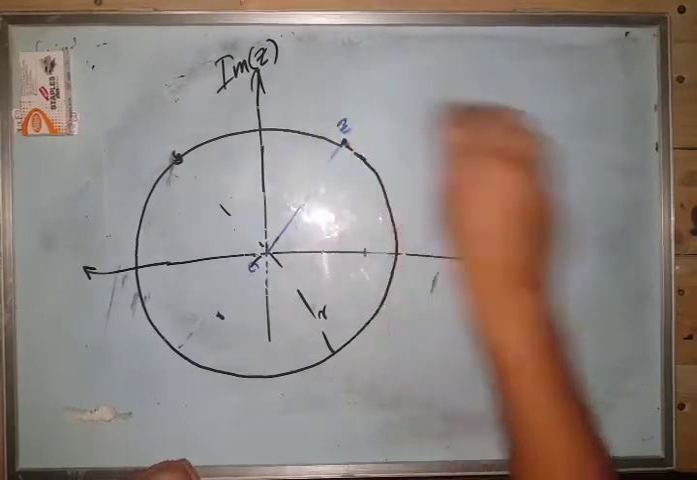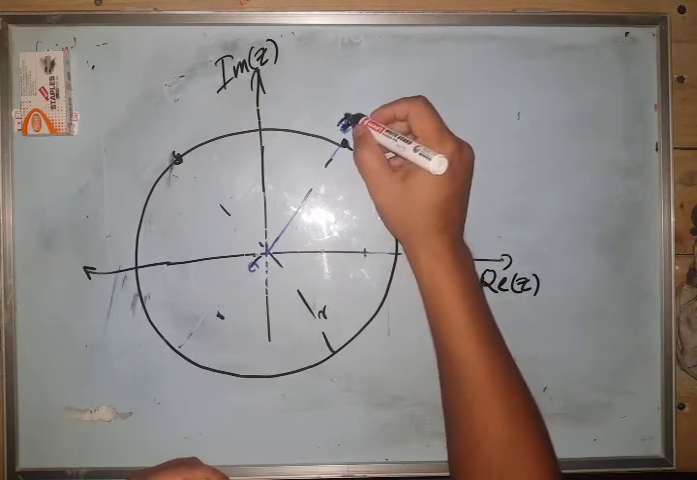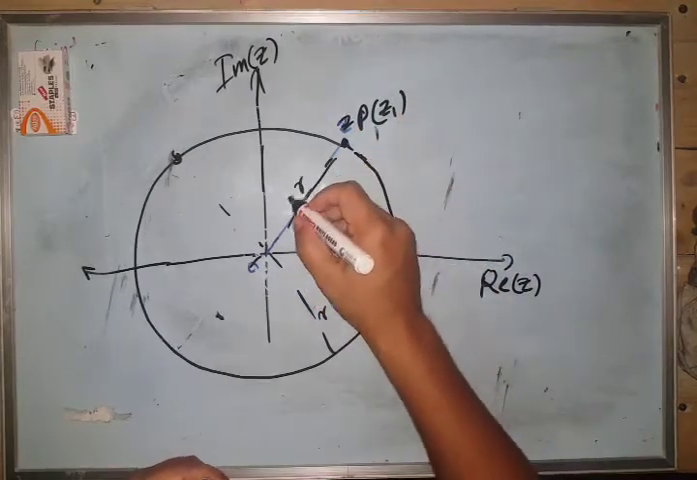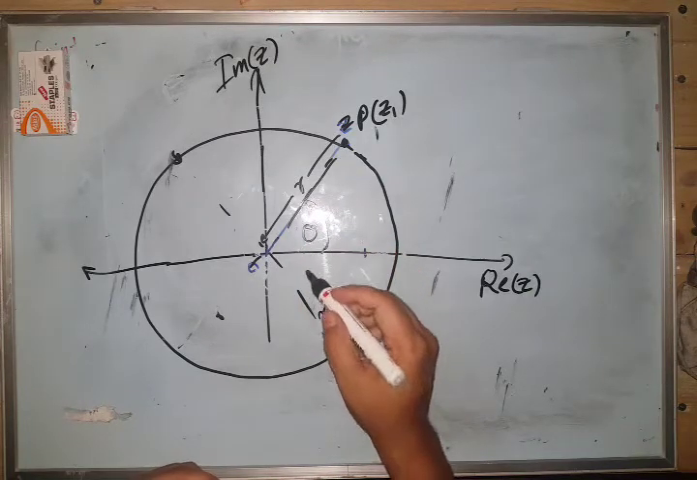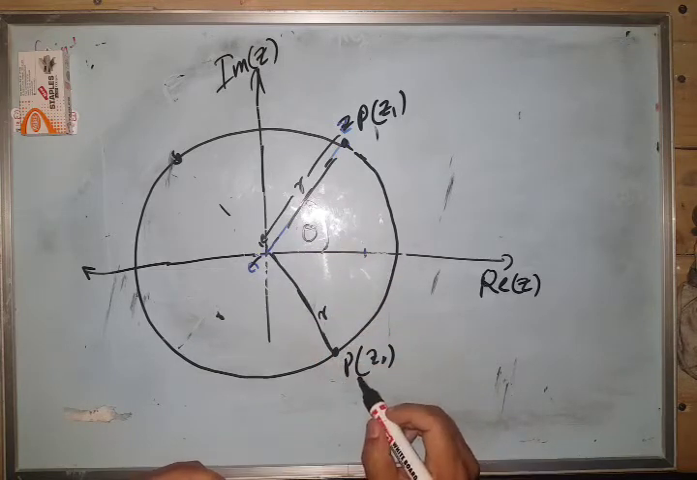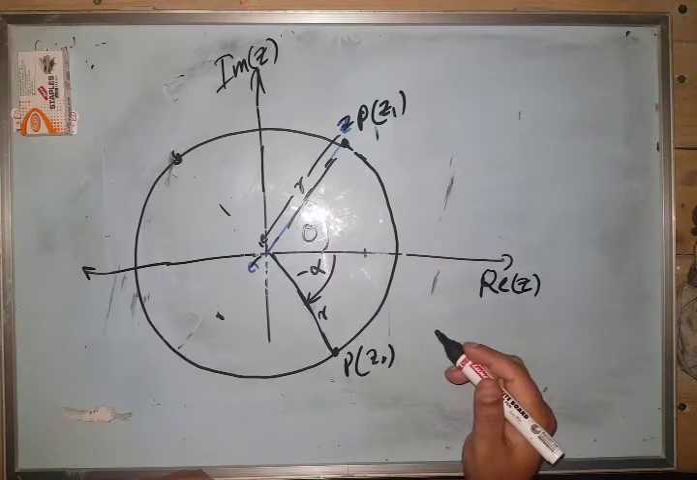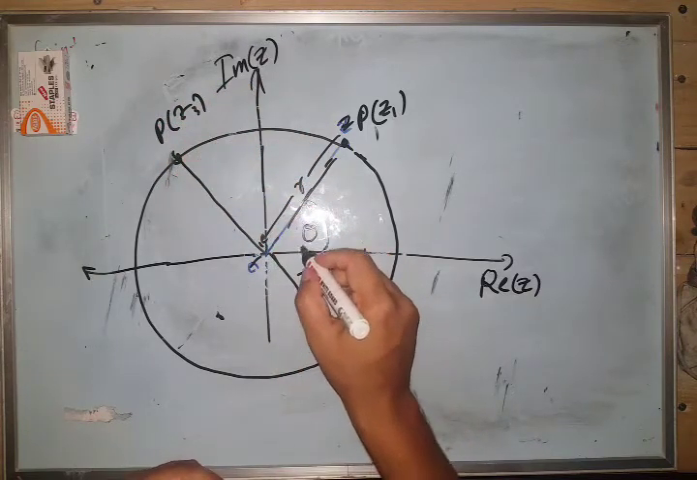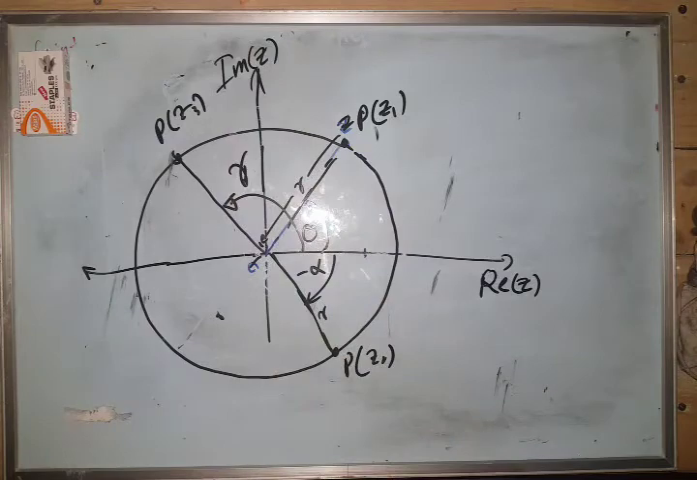In this case you can see here that if I select a point somewhere here, let's say point z1, it has a distance r, but the argument will be theta1. If I select a point somewhere here, z2, it has a radius r, but there will be minus alpha. The argument is different. Point somewhere here, the modulus is the same, but the angle is different. Let's call it gamma.